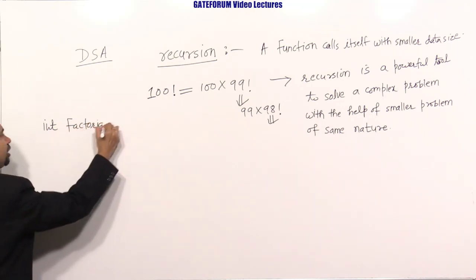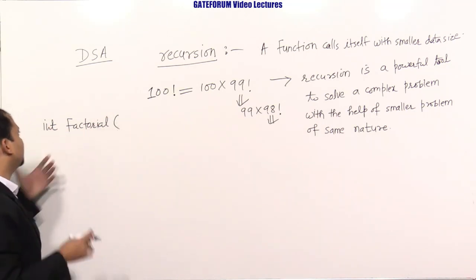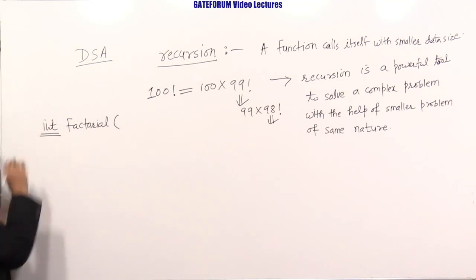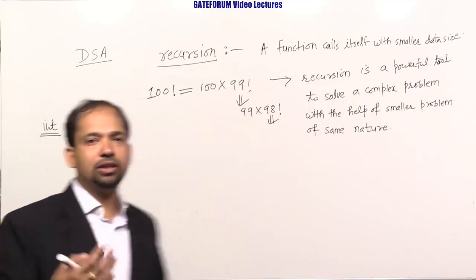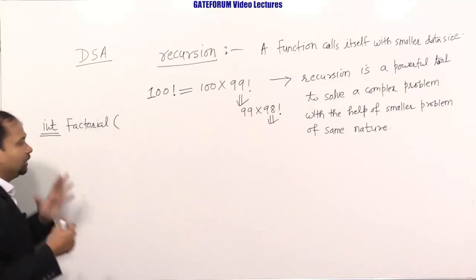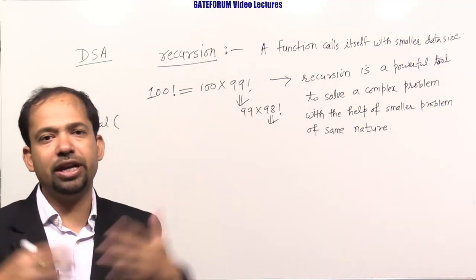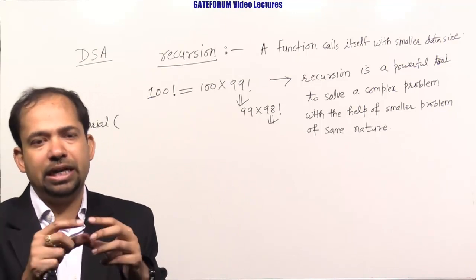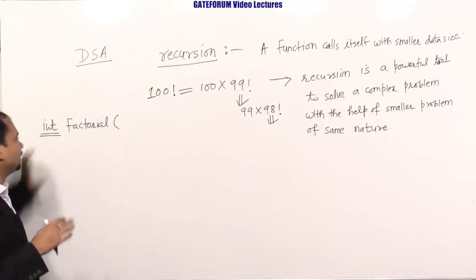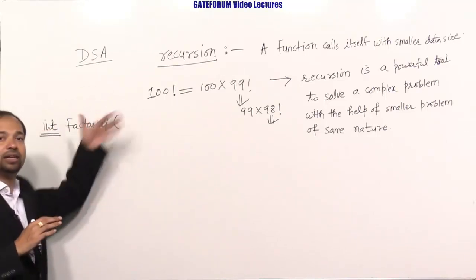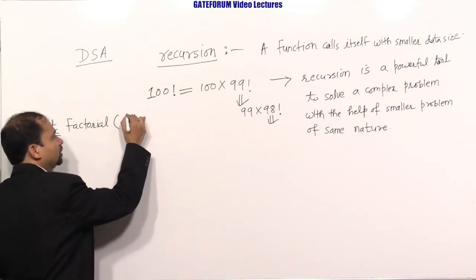The return type is int and the name of the function is factorial. Why int? Because we are going to return the value of the factorial of a number, and I assume int is capable of storing it. If not, you have to go with float, double or long int, because the factorial of a number can have a high value and the integer limit may be crossed. Here we pass the input int n.